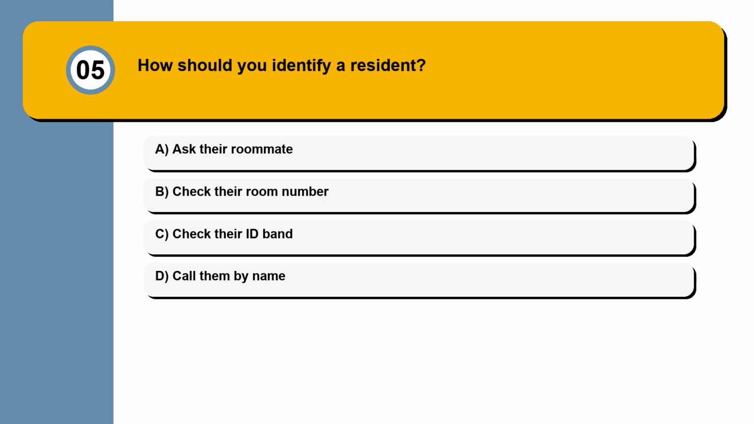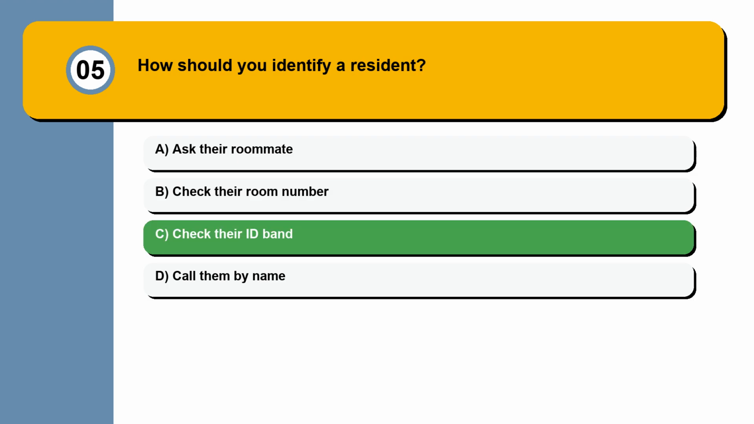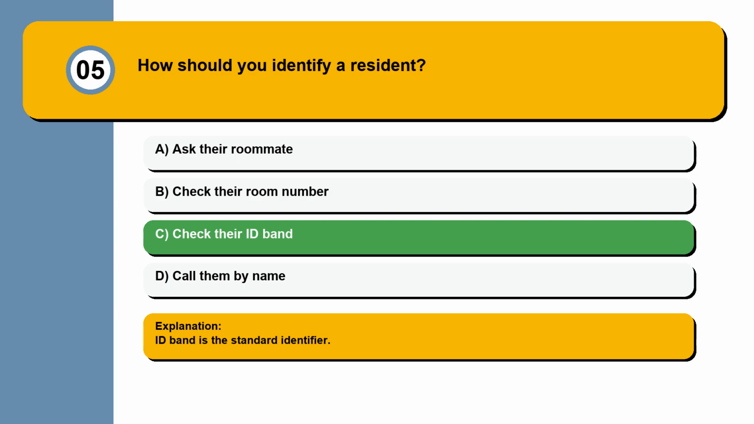Question 5. How should you identify a resident? Ask their roommate. Check their room number. Check their ID band. Call them by name. ID band is the standard identifier.